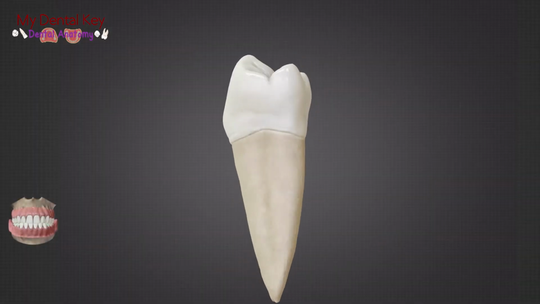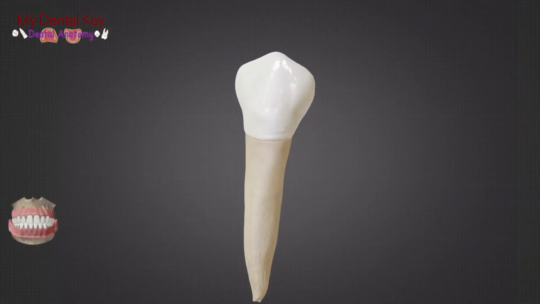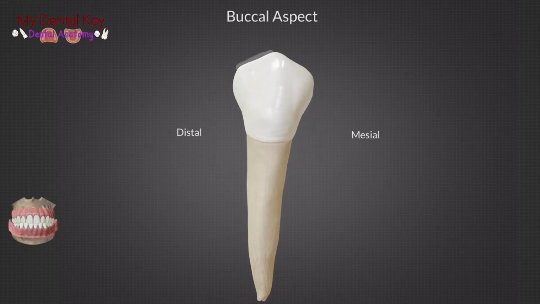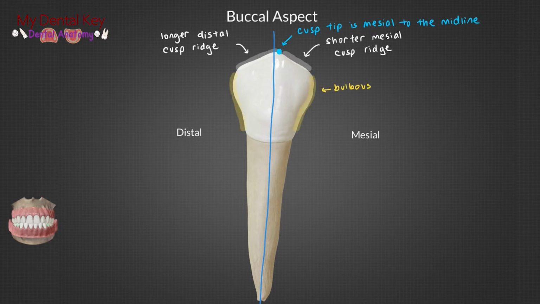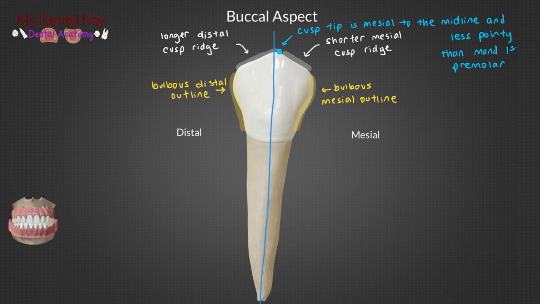Now we will take a look at all aspects of the tooth, beginning with the buccal. Starting with the buccal aspect, we can see that the distal cusp ridge is longer than the mesial cusp ridge. As a result, the buccal cusp tip is slightly mesial to the midline, just like with the mandibular first premolar. Both the mesial and the distal sides are slightly bulbous. The buccal cusp tip is also less pointy.